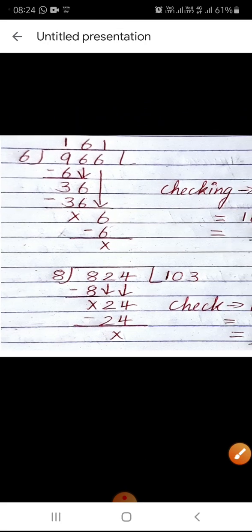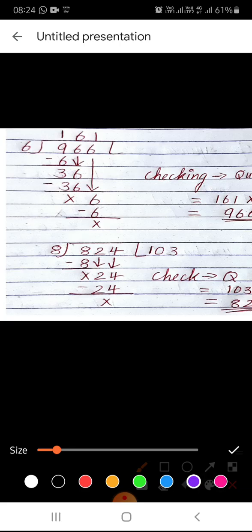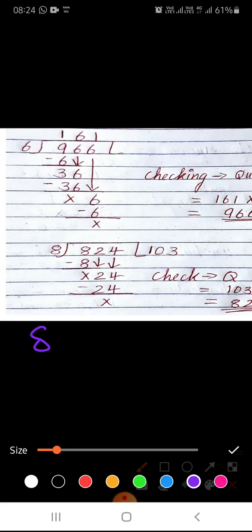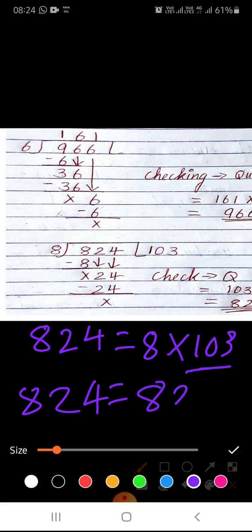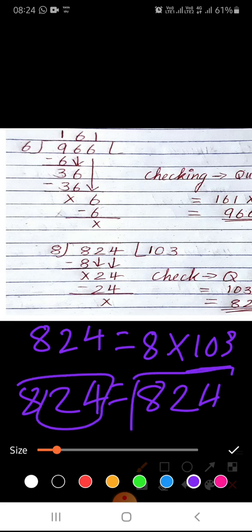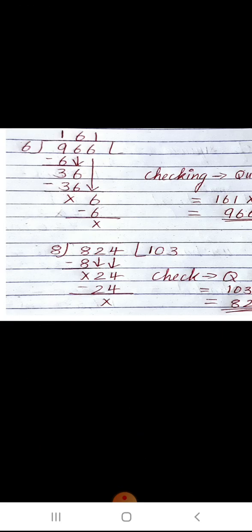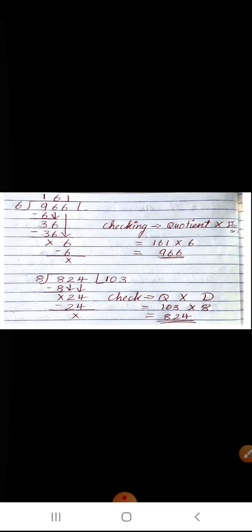Now we have to check the answer. Similarly, for checking the answer, what will we do? Dividend is 824. Divisor is 8. Quotient is 103. And remainder in this case is 0, so we need not write that. So 824, and this side 103 multiplied by 8 is 824. So this side and this side are the same, means your answer is correct. So this way you can check your answer. Similarly, you will do all the questions and then you will write these in your maths notebook.